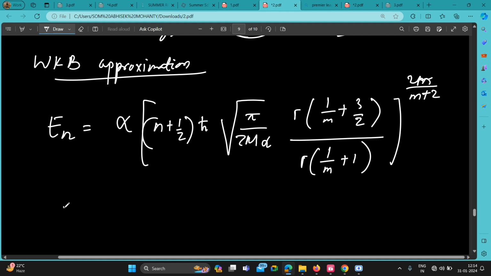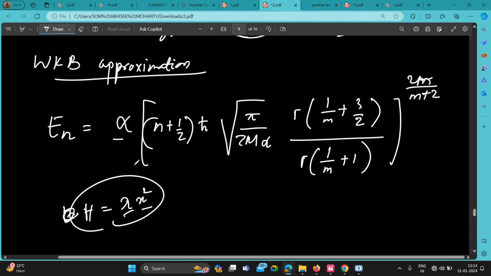You will be given a Hamiltonian with something like alpha x square, or lambda x square. So find the dependence on lambda and x square. Lambda is your alpha, so put lambda in place of alpha, and x square square. This 2 is actually your n. That will be the only way the questions will come from this WKB approximation.